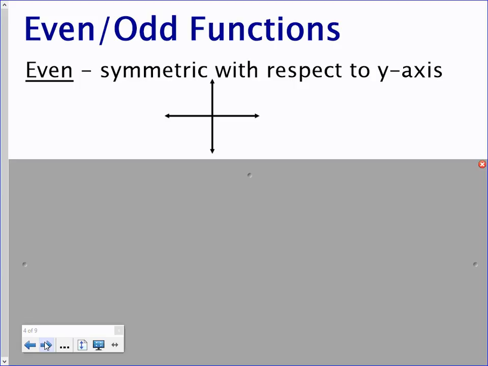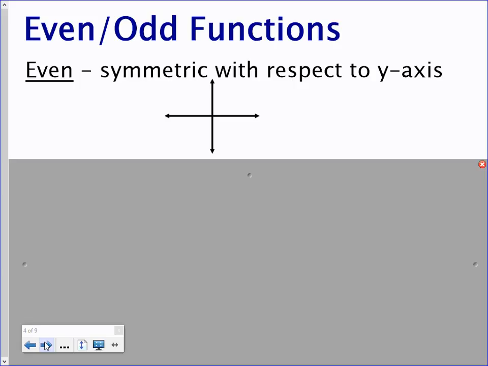Look over those basic functions on your pink sheet. Can anybody tell me one of those basic functions that appears to be even? Symmetric to the y-axis. Absolute value. Absolute value. Excellent.